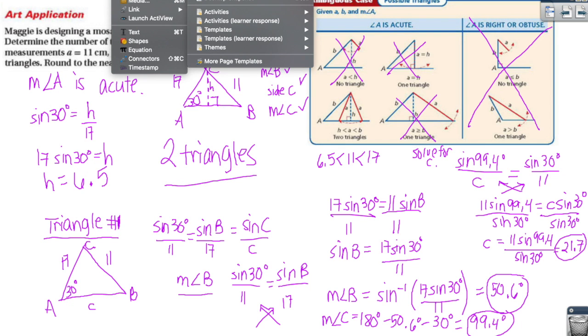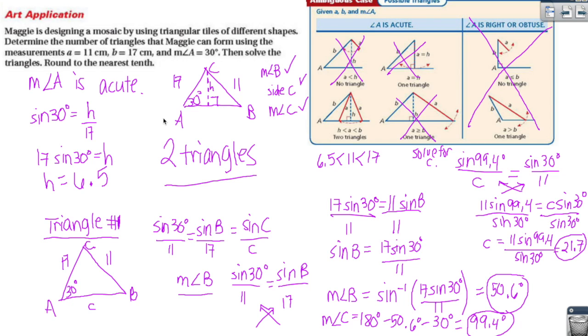Insert a page after current. We are now ready to create our second triangle. In order to create the second triangle, we're using the same information, where A still measures 11 units and B still measures 17 units. But what's going to be different this time? We forgot to write this down. Angle A remains 30 degrees. What will change are the other three measurements that you found.